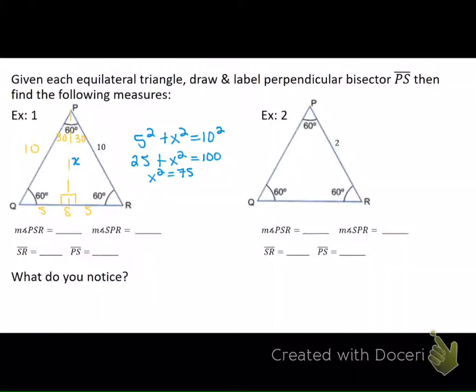It's an equilateral triangle originally, so all of these sides are 10. Since this is a perpendicular bisector, it splits 10 in half. So that's why it's 5 and 5.